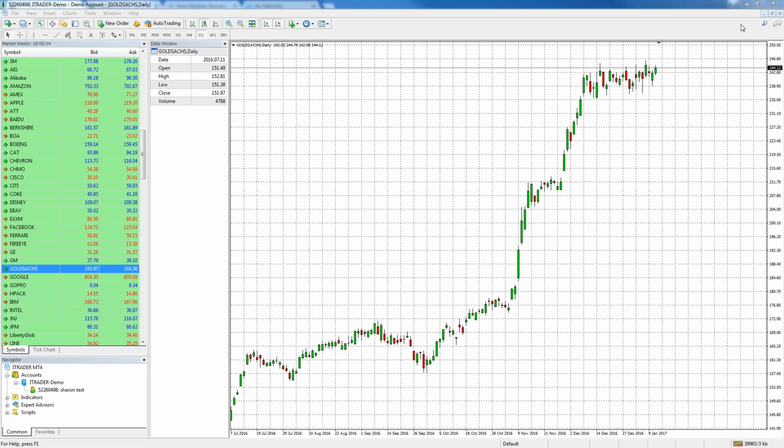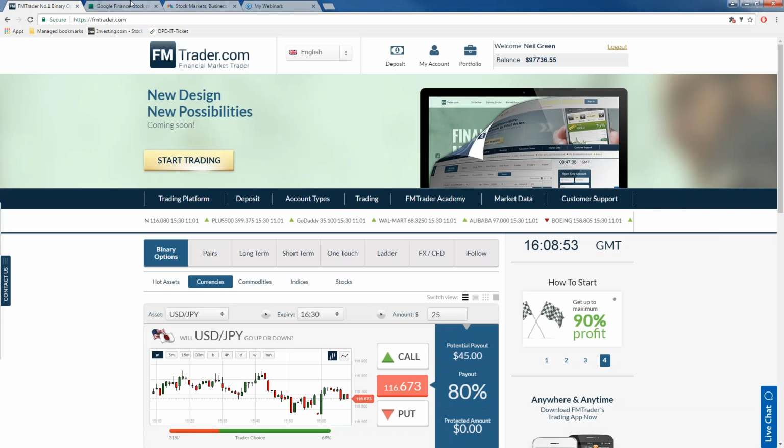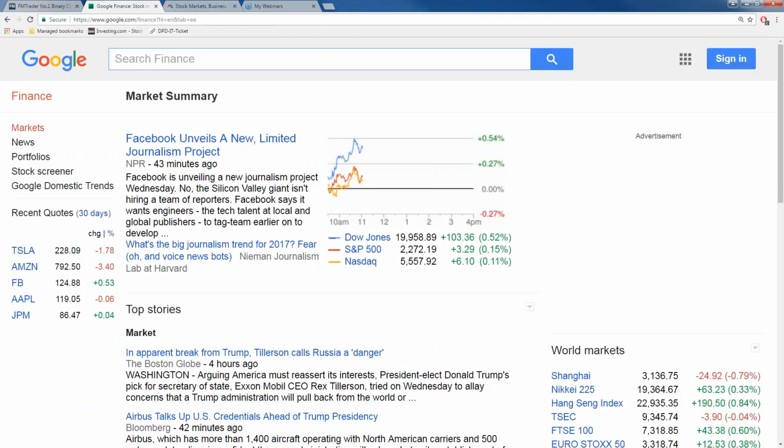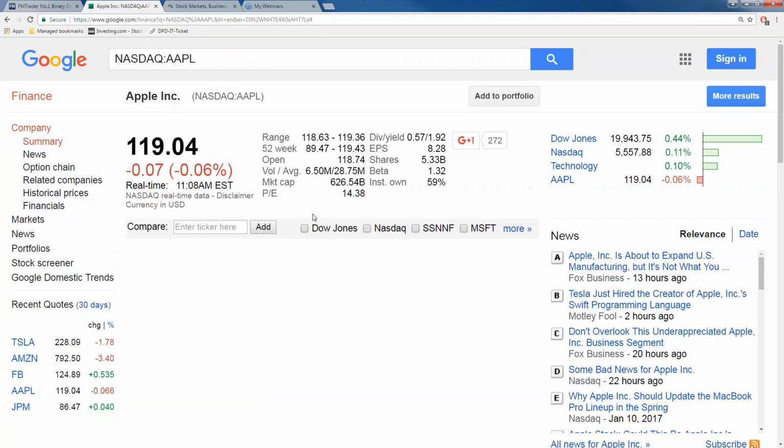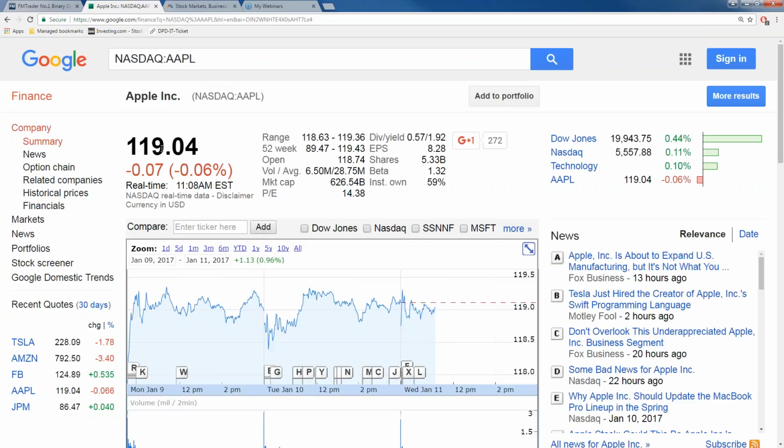Now let's try to understand. Let's go to Google Finance and look at Apple. Everybody knows Apple. They sell iPhones. I don't know if you heard of them. I'm just kidding. Apple right now is traded at $119 per stock.